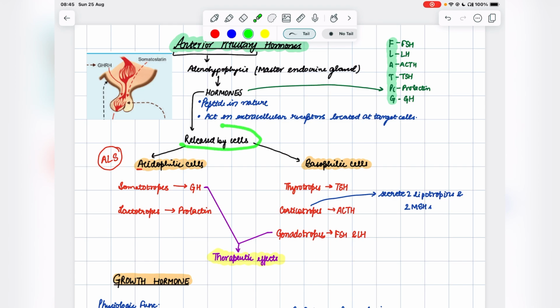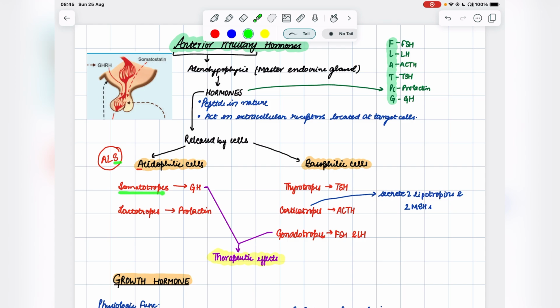How they are released is very important. They are released by some cells. Adenohypophysis is made up of two types of cells, acidophilic cells and basophilic cells. To learn which hormones are released by which cells, I've made a mnemonic, ALS. ALS is a disease, amyotrophic lateral sclerosis, so you can just remember ALS. A for acidophilic cells, L for lactotropes. Lactotropes are related to lactation, so prolactin is released by lactotropes.